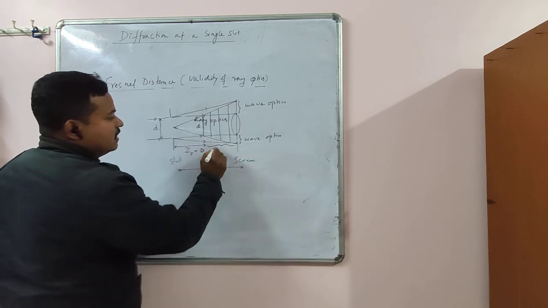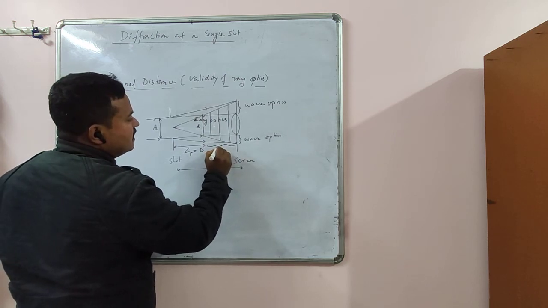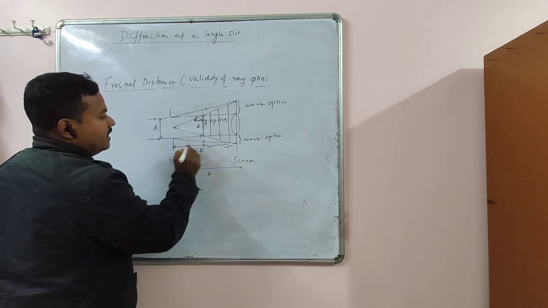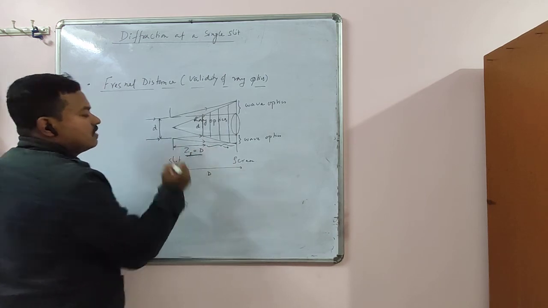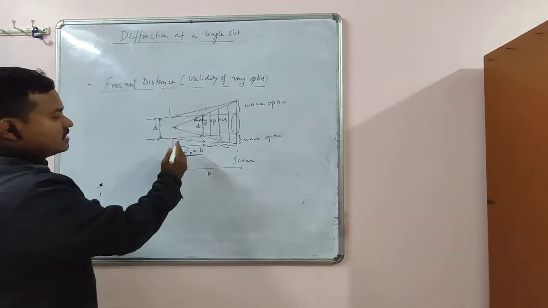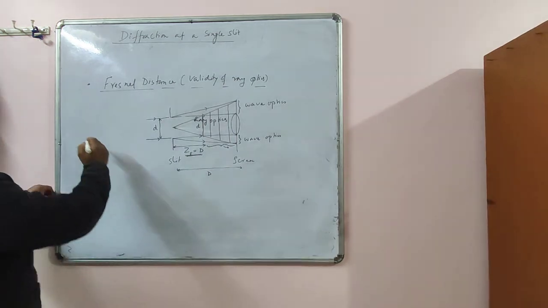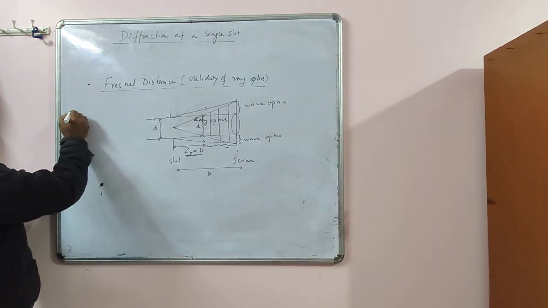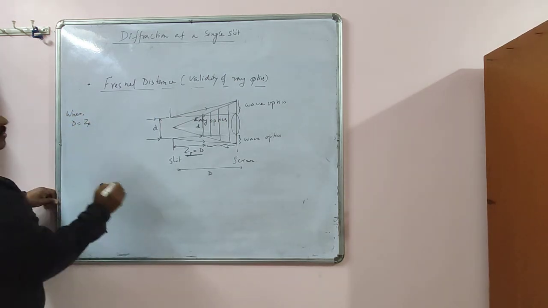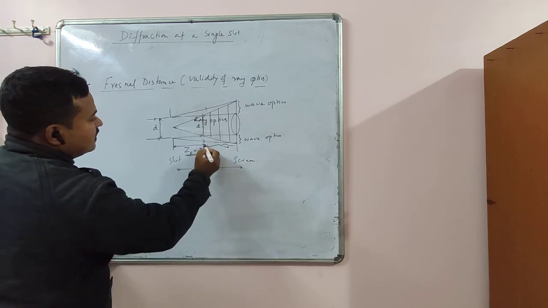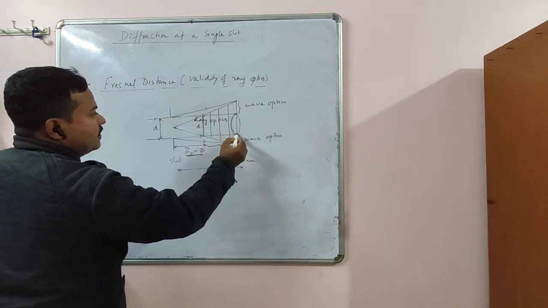So let us find out ZF first. The distance up to which ray optics is valid is called what? ZF. Distance greater than ZF, wave optics is valid. Now how can we find ZF? When D is equal to ZF, that means the distance between slit and screen is equal to ZF, then the spreading of the central maximum is minimum.